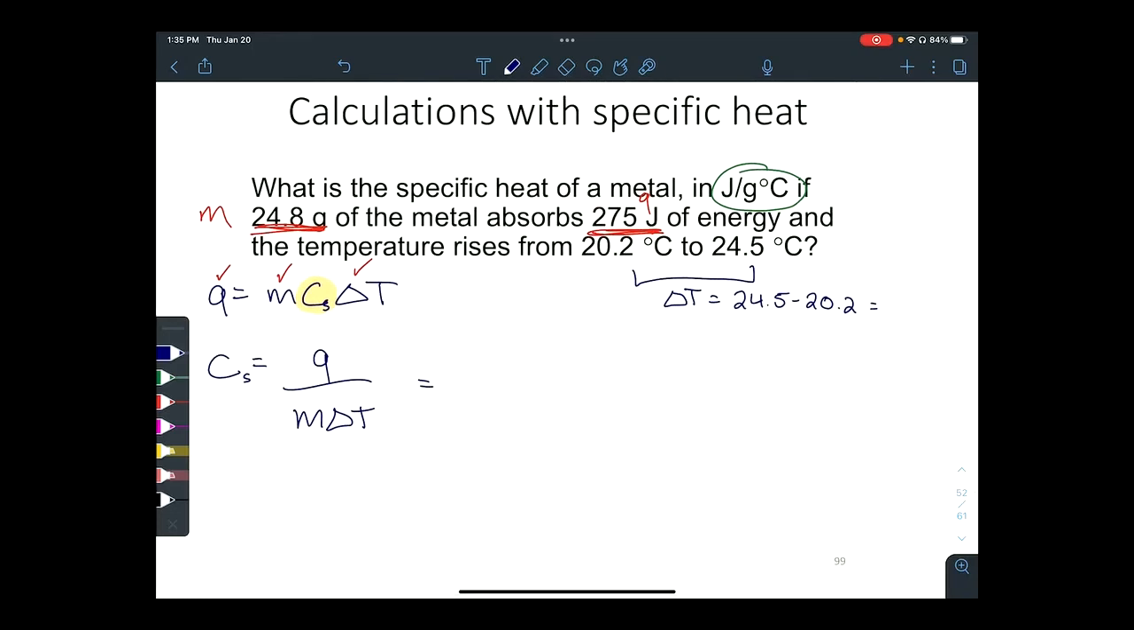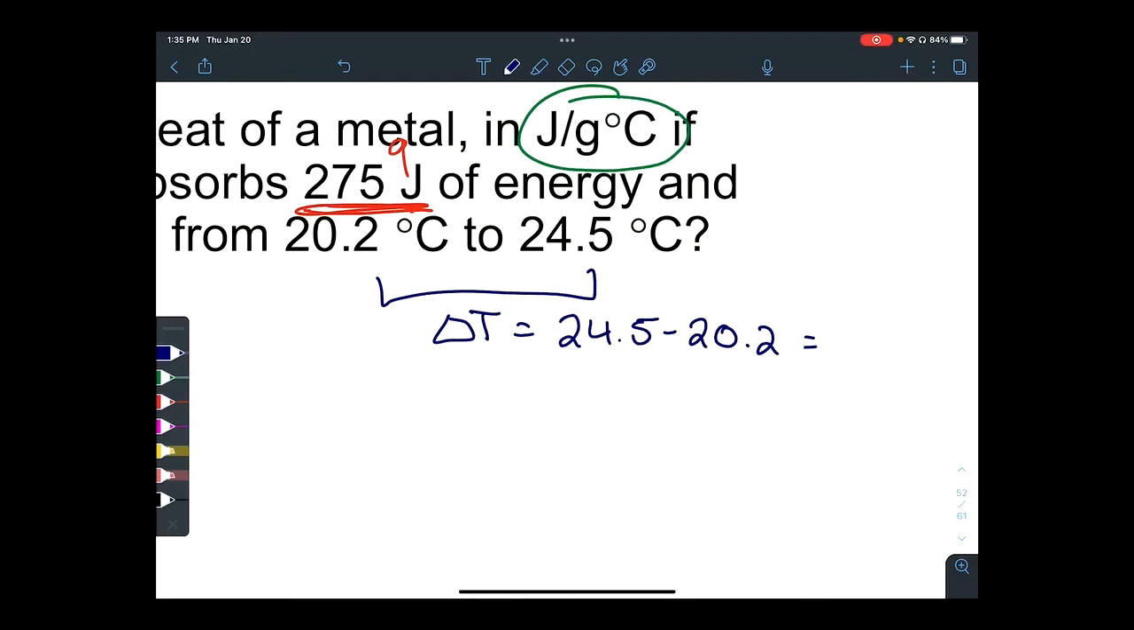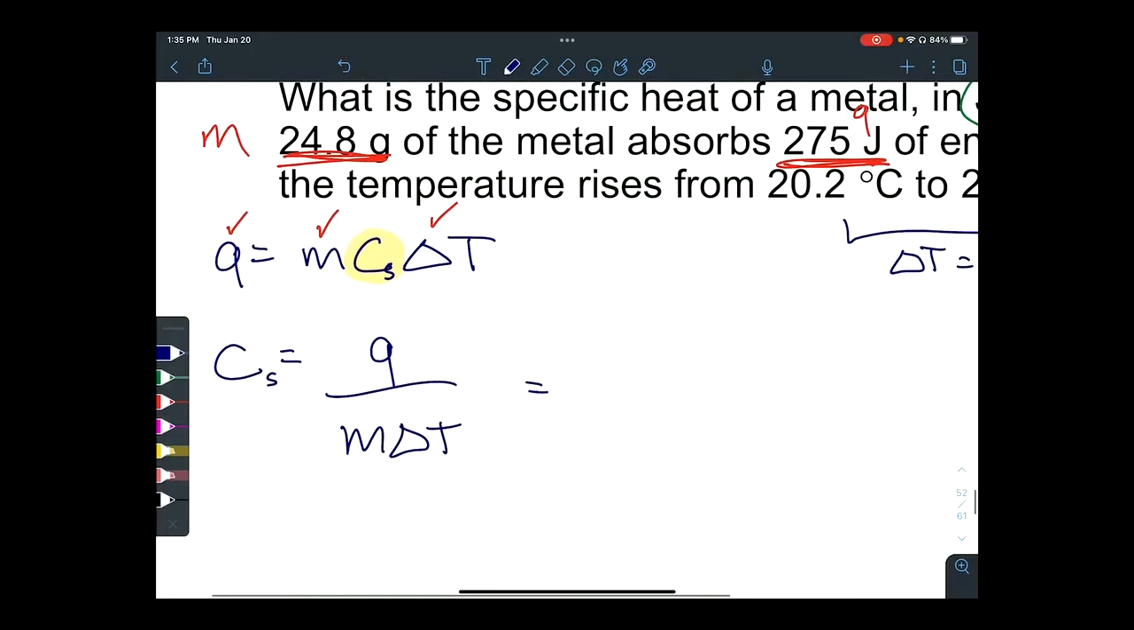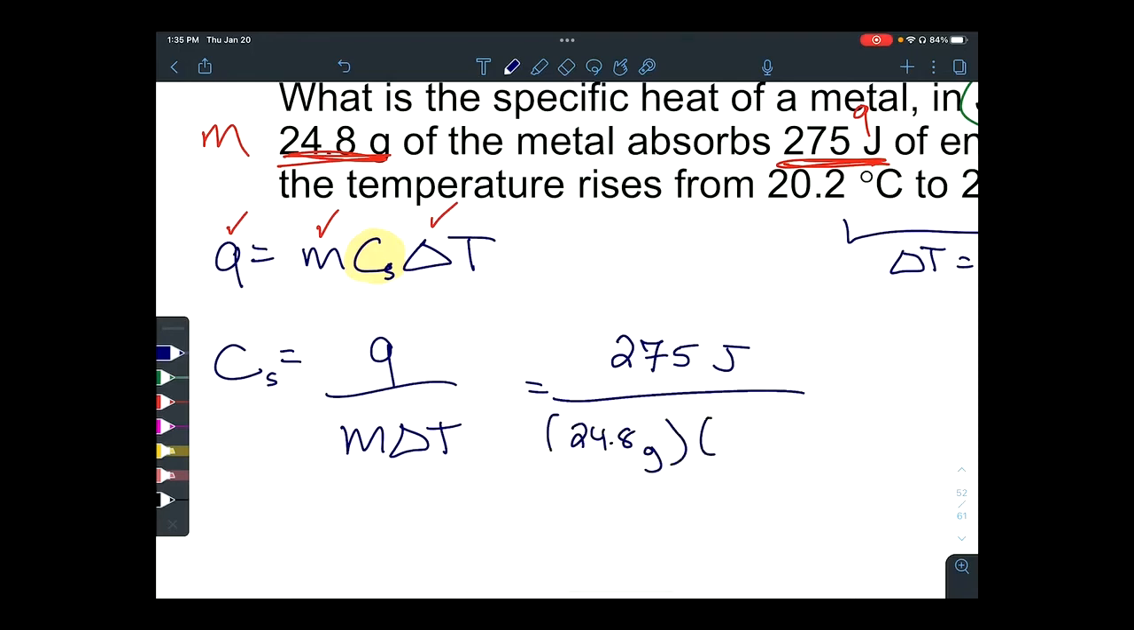We just need to calculate delta T real quick. So the final temperature is 24.5. The initial temperature is 20.2. This is subtraction. So to what place value does our answer need to go out to? The 10th place, yes. So 24.5 minus 20.2, delta T is 4.3 degrees Celsius. So that actually has 2 sig figs. And so make sure when you plug that into the next step here, you recall that it has 2 sig figs. So Q in this case is 275 joules, mass is 24.8 grams, and delta T we just got is 4.3 degrees Celsius.